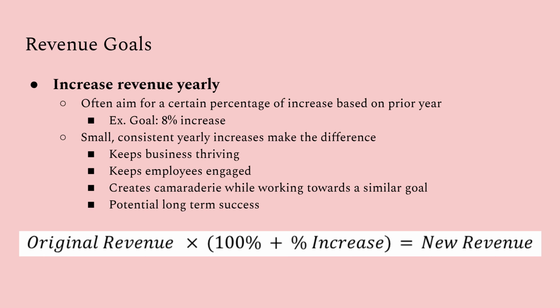So our formula here is taking our original revenue, this would be what we made within a year, and saying, hey, next year we want to increase by 8%. So we would multiply our original revenue by that 108%, and that will give us our new revenue.